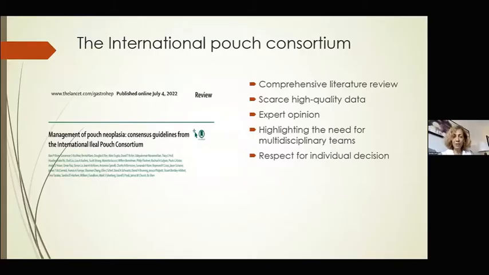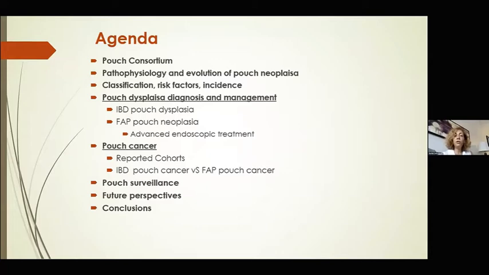The International Pouch Consortium has dedicated a separate issue to pouch neoplasia that comprehensively reviews the literature and also brings expert opinion on key clinical topics that have no supporting data. This paper also highlights the need for multidisciplinary discussion teams and a highly personalized approach. So this is our agenda for today. We'll discuss a little bit of pathophysiology, classification, risk factors, incidence, and then separately pouch dysplasia for IBD and FAP, then converge to pouch cancer for both conditions, and pouch surveillance.